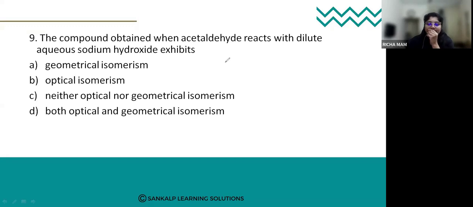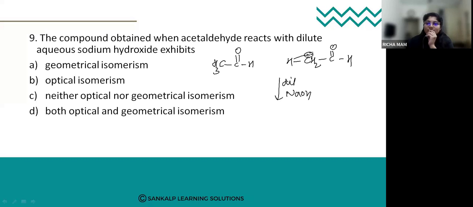So acetaldehyde, let me write CH3, C double bond OH. When it reacts with dilute NaOH, what am I going to get? It will undergo self condensation. That is aldol condensation. It will undergo aldol condensation.